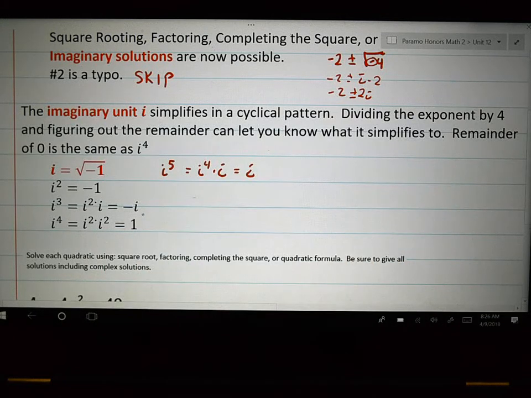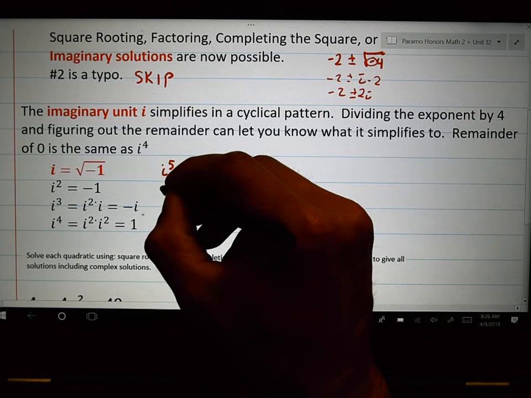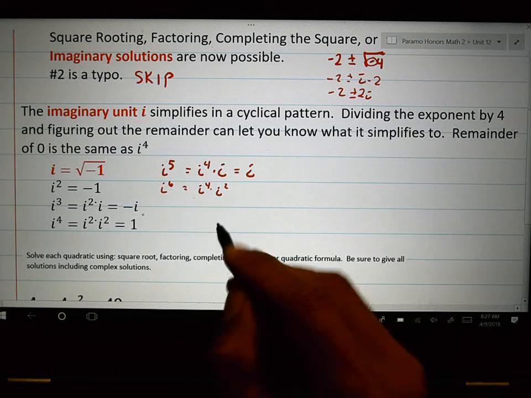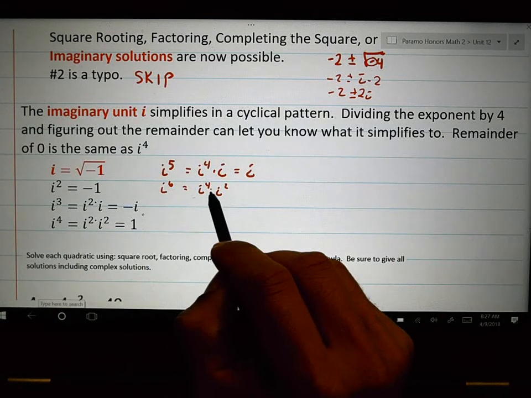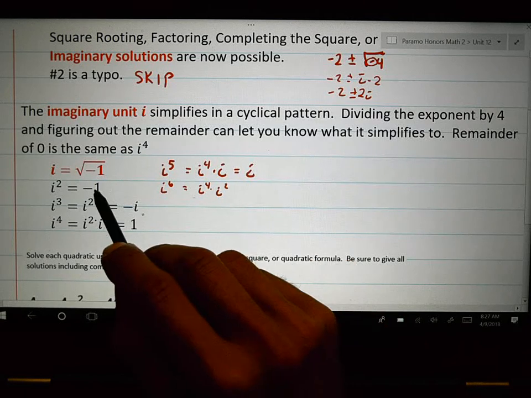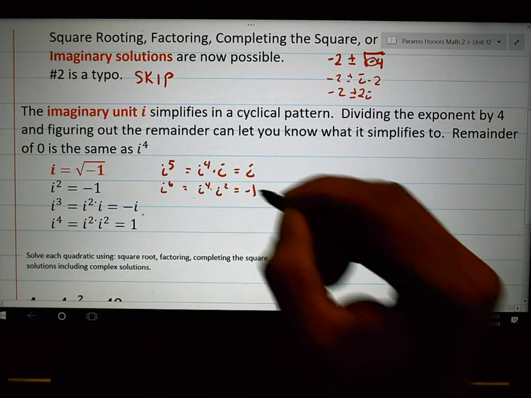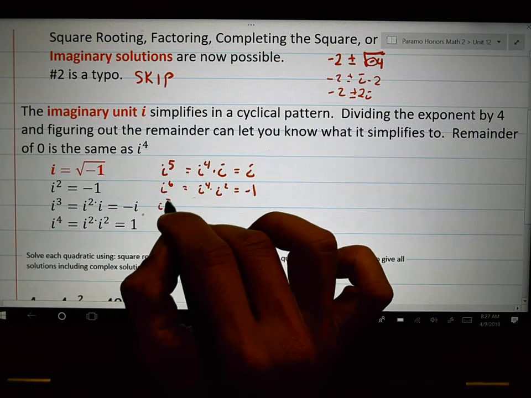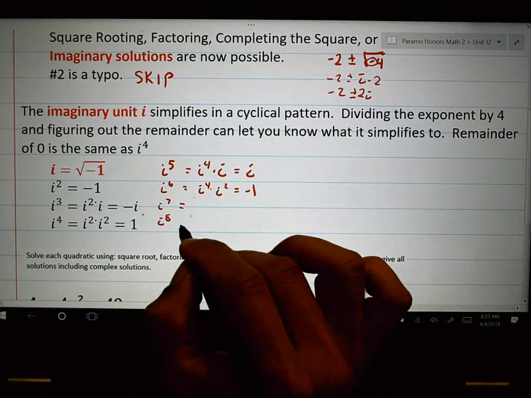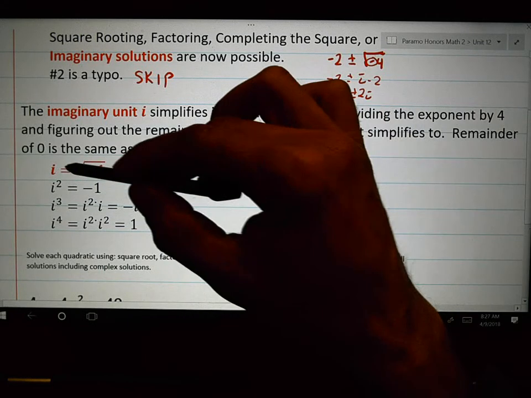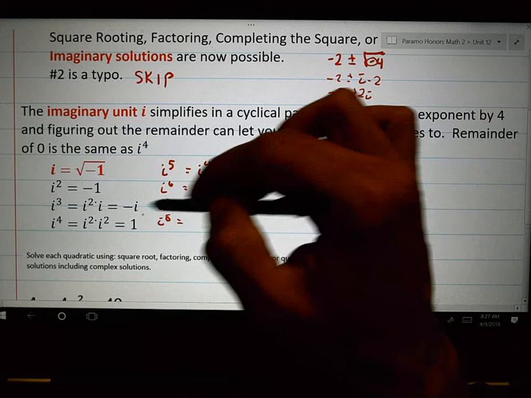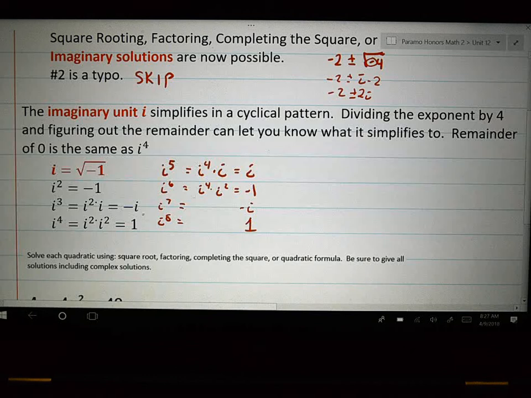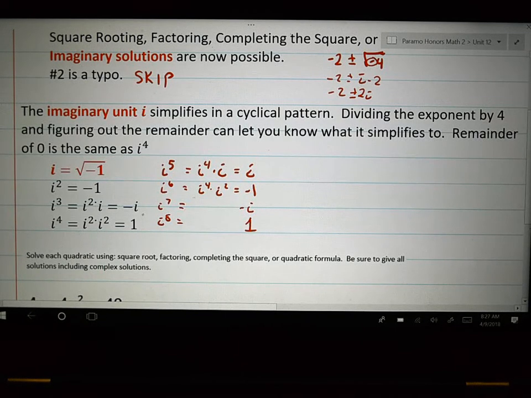It starts over. If I were to think about i to the sixth, that's the same thing as i to the fourth times i squared. I know what i to the fourth is. It's 1. 1 times i squared, 1 times negative 1 is negative 1. What I want you to notice is I don't even have to start solving these things, and I can start seeing a pattern here. i, negative 1. The next one is negative i. The next one is positive 1. It goes in a pattern.